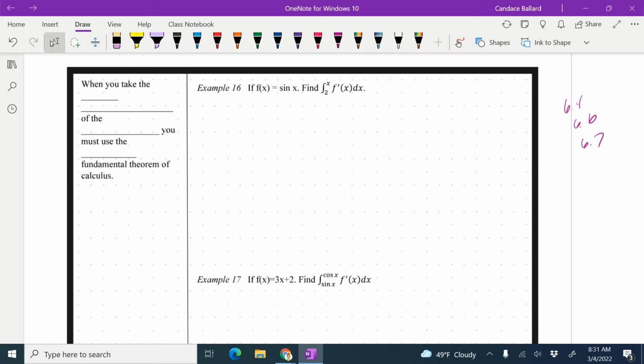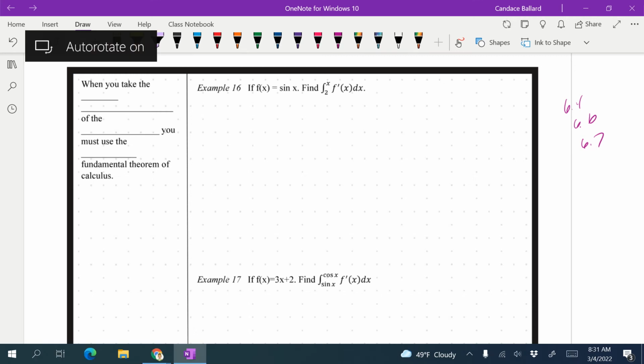In this video, we're going to continue talking about topics 6.4, 6.6, and 6.7. We are working on the second fundamental theorem of calculus, but these problems are just a little bit different. So out in that left-hand column, let's write this down.